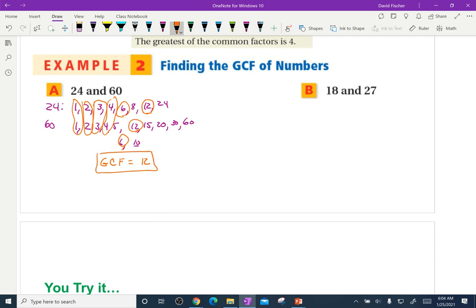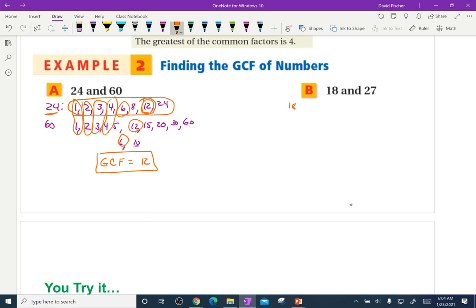Now sometimes when I do this, I'll just list the factors of the smallest number. And then I'll just keep asking myself, I'll start high. Does 24 go into 60? No. Does 12 go into 60? Yeah. Because I want to find it as fast as possible. Again, sometimes we can do that in our head, but 24 and 60 was a little bit of a challenge. Let's do it the prime factorization way, and I'll show you how to do that to get your GCF.